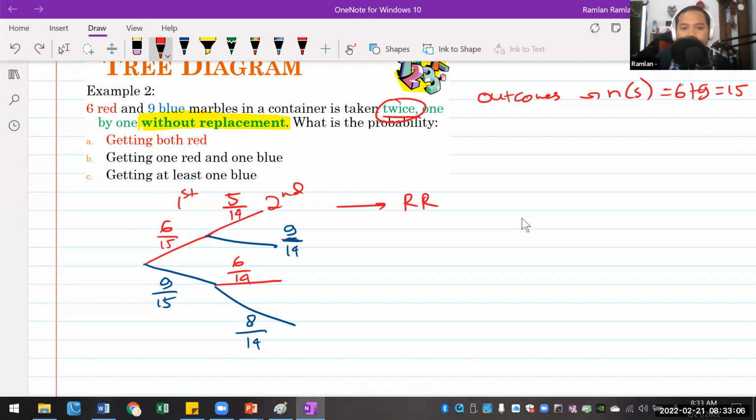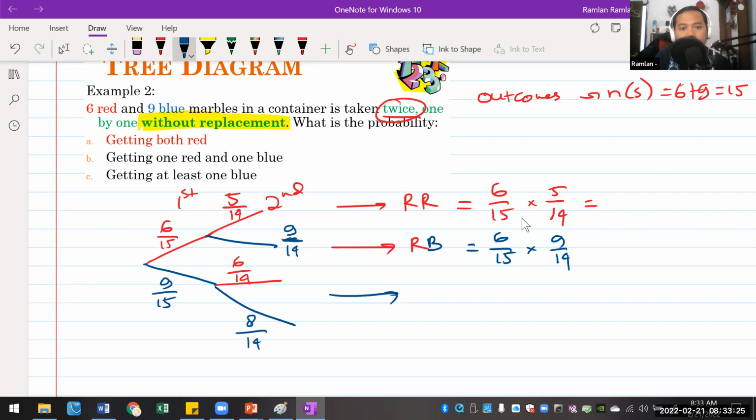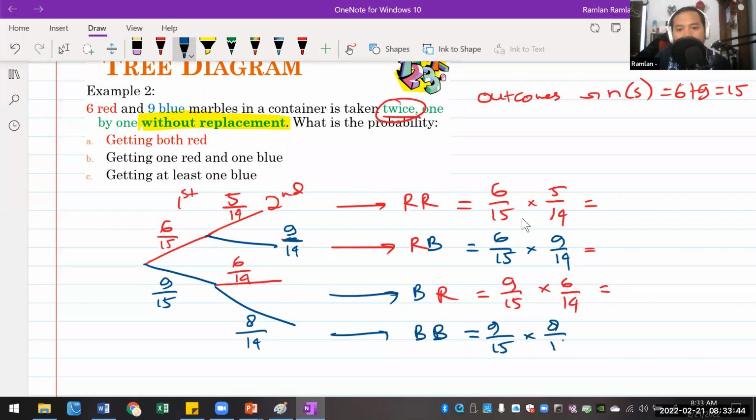Okay, so the probability of getting a red, it will be 6 over 15 multiplied by 5 over 14, right? And for this one, that will be red and blue, and that will be 6 over 15 multiplied by 9 over 14. And for this one, that will be blue, red. And again, that will be 9 over 15 multiplied by 6 over 14. You only need to see the branch, guys. It's not that hard. You only need to follow the branch. You have 9 over 15 and then multiply by 8 over 14.